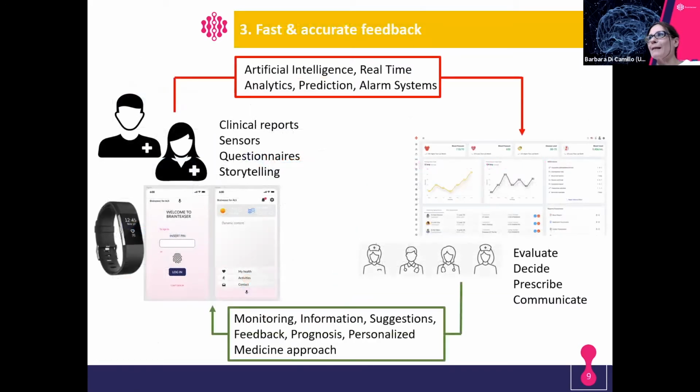In order for all of this to be useful, of course, we need to close the loop between patients and clinicians. And so we have clinical reports and sensor data, questionnaire data, and storytelling from patients and caregivers that can give input to the developed models. These models have an output that is given to a dashboard, and the clinicians can evaluate, decide, prescribe, and communicate with the patients. And the patients have a mixed automatic and human-mediated feedback that allows continuous monitoring, information, suggestions, feedback, and prognosis in an overall personalized medicine approach.